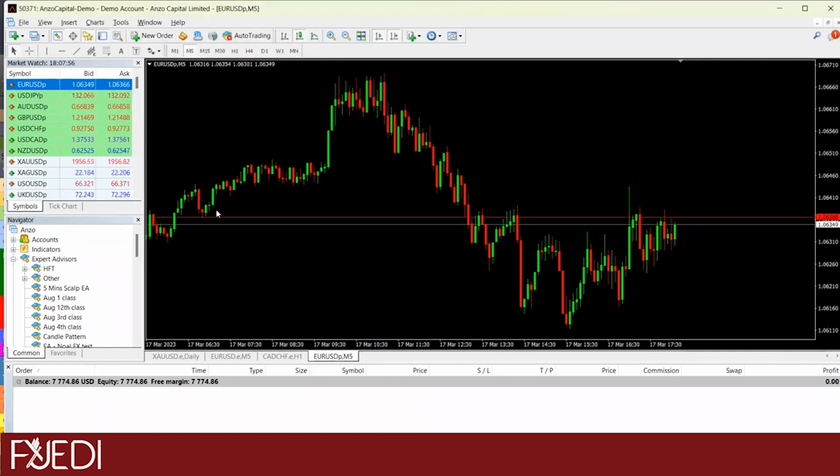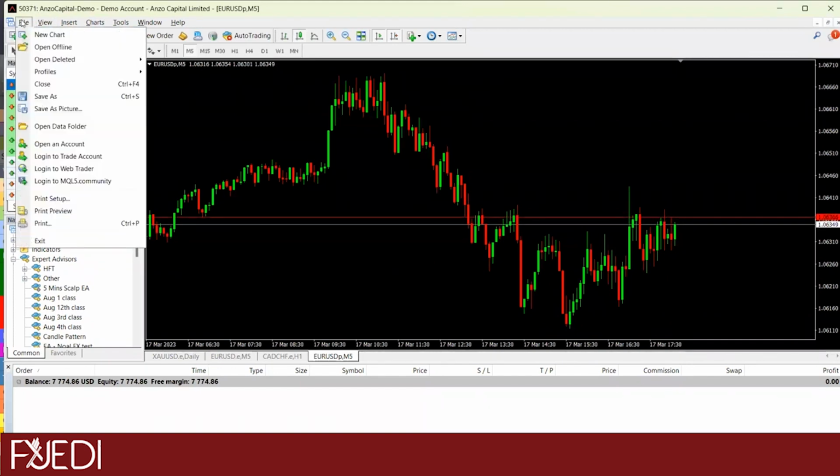So I'll just minimize. Now you go back to your MT4. What you want to do is go to File. So under File, right, go to Open Data Folder. So click on that.